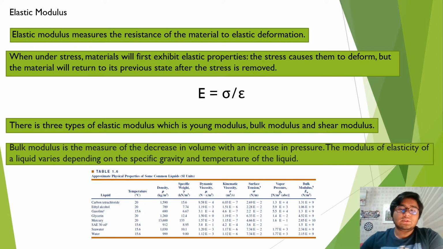I'll give you an example. When we have a container with fluid in it, and we decrease the volume of the container, the pressure of the liquid inside will increase, because we decrease the volume of the container but the volume of the fluid stays the same. So when we decrease the volume of the container, the pressure of the fluid increases. That's what we call bulk modulus.